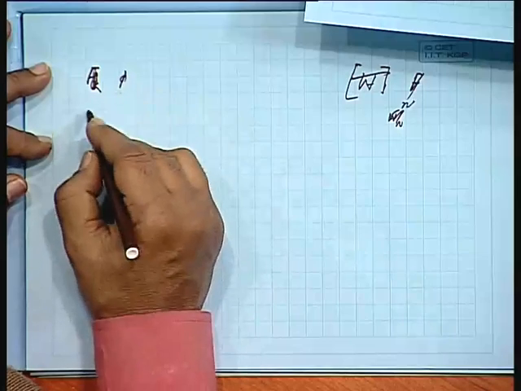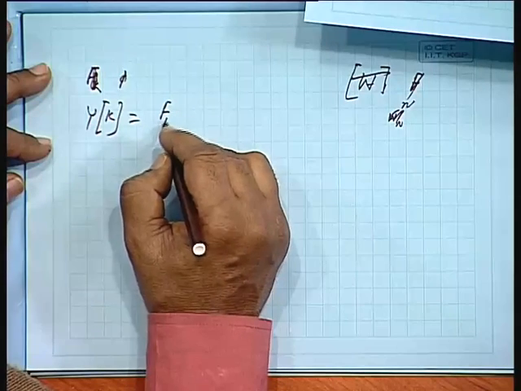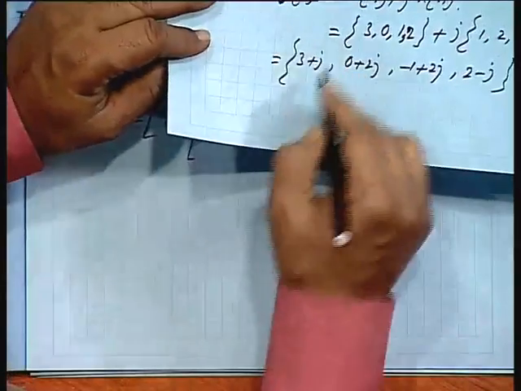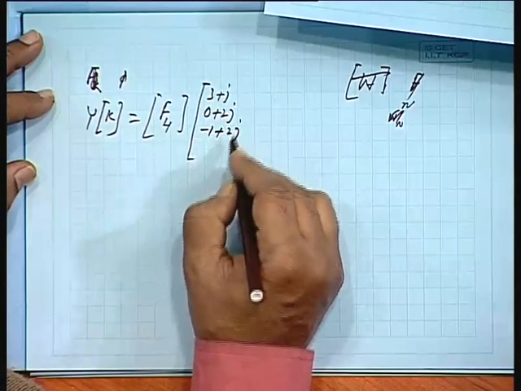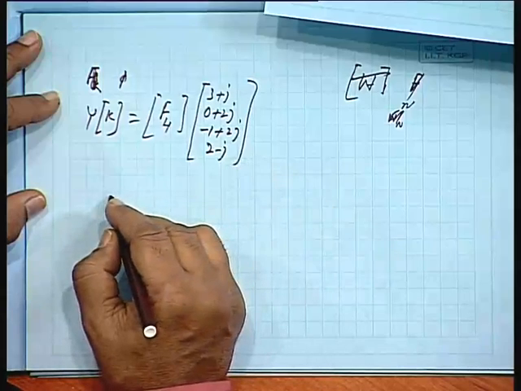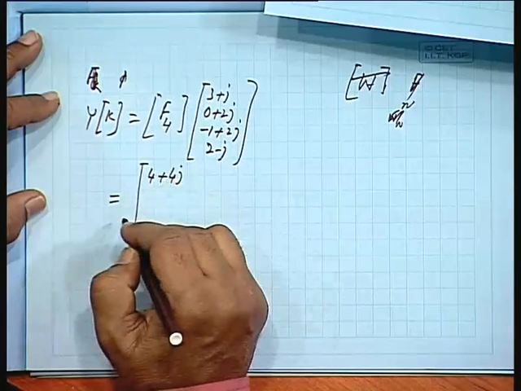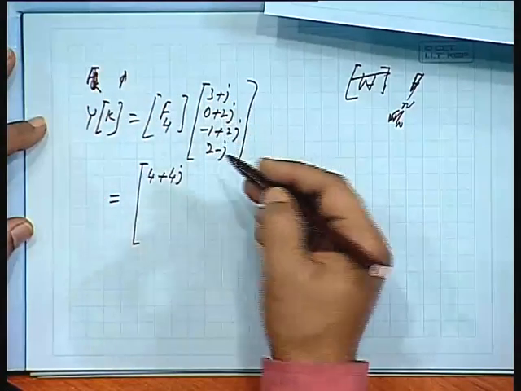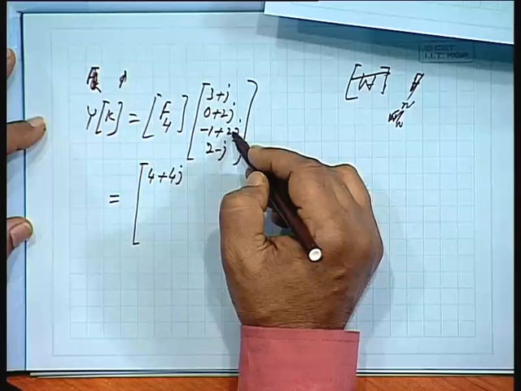Then what will be y k? It will be Fourier matrix F 4 multiplied by this sequence, 3 plus j, 0 plus 2 j, minus 1 plus 2 j and 2 minus j. So, if you take the product you will find this will give you 4 plus 4 j. If you look at it, 3 plus j, all these if you add up together, 3 plus 2 is 5, minus 1 is 4, and 2 plus 2 is 4 j.